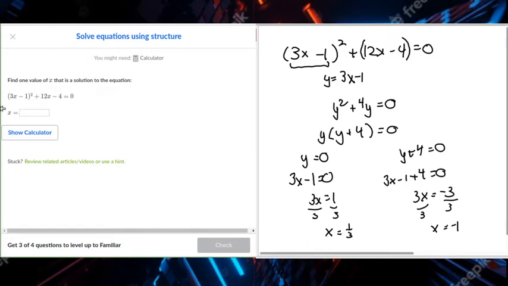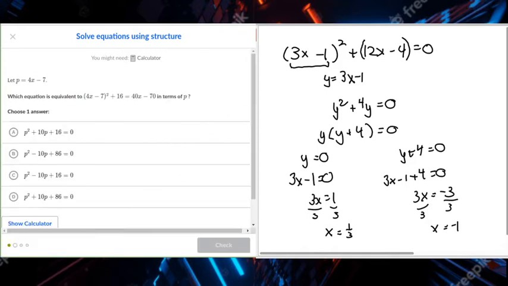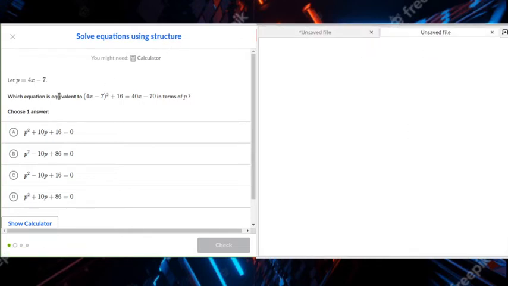It says find one value of x, so either one is okay, I guess. We could have put in either one there. Interesting.